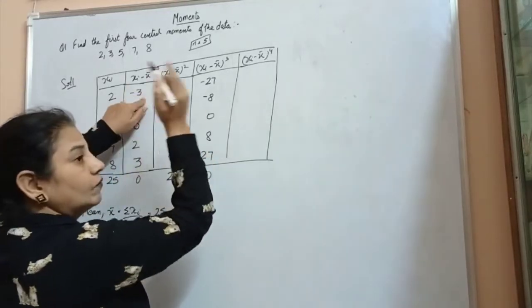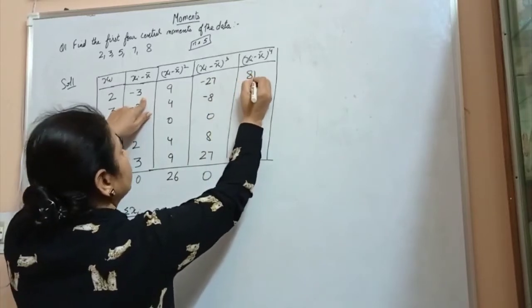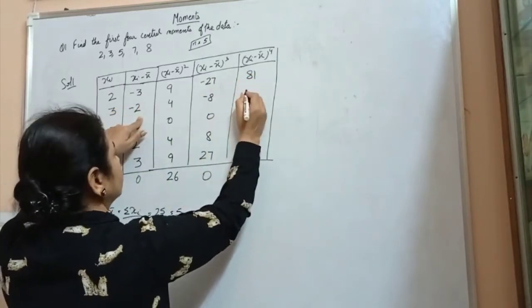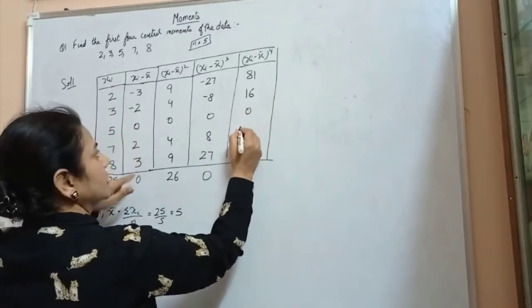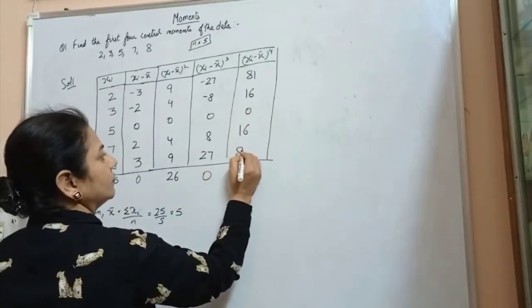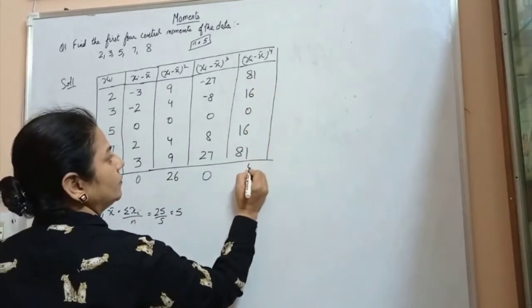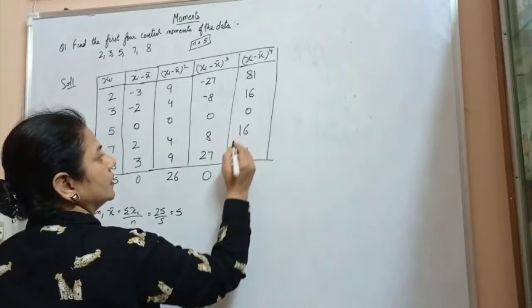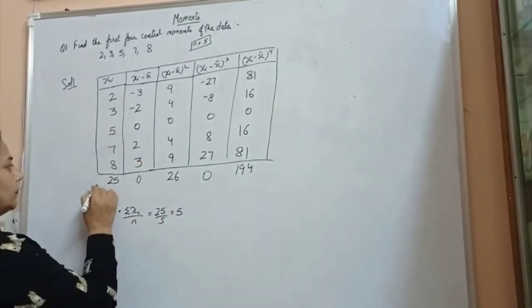Take the fourth power of minus 3, which gives us 81. The fourth power of minus 2 gives us positive 16. Then 0, 16, and 81. On adding, we get 194. We calculated the sum of all of these.